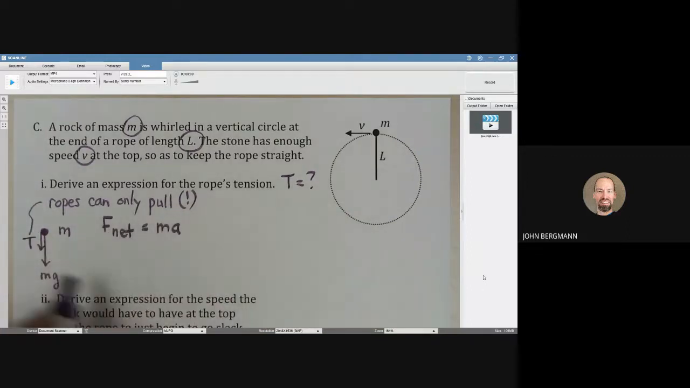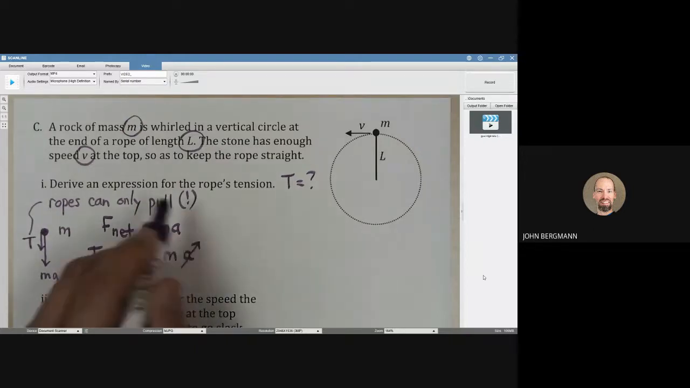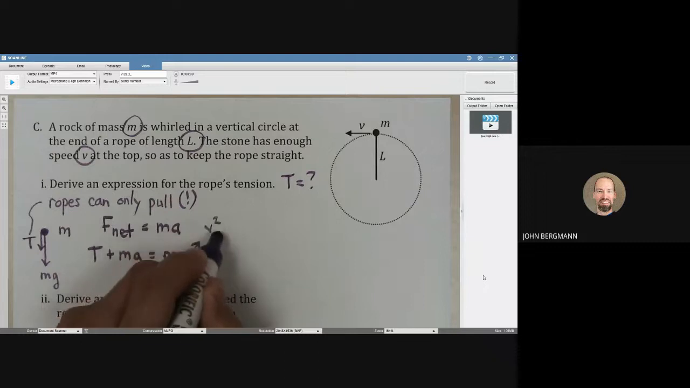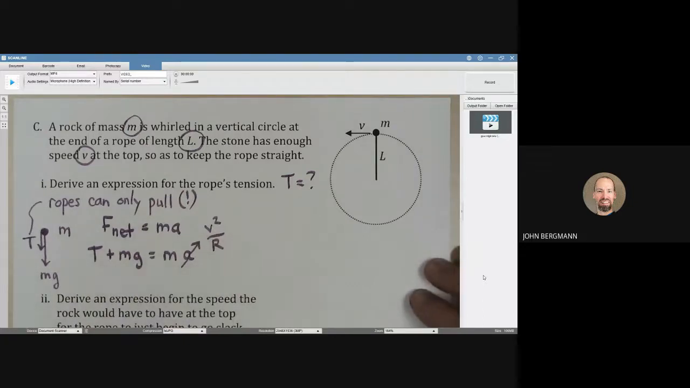The net force then, tension and mg are working as a team. So I'm going to add them up. They're working together. And that's equal to the mass times the acceleration. Whenever we have uniform circular motion, we've said that the acceleration is numerically equal to v squared divided by r. We're not going to derive that for you. Somebody else can do that if they want to. We're just going to take it at face value.